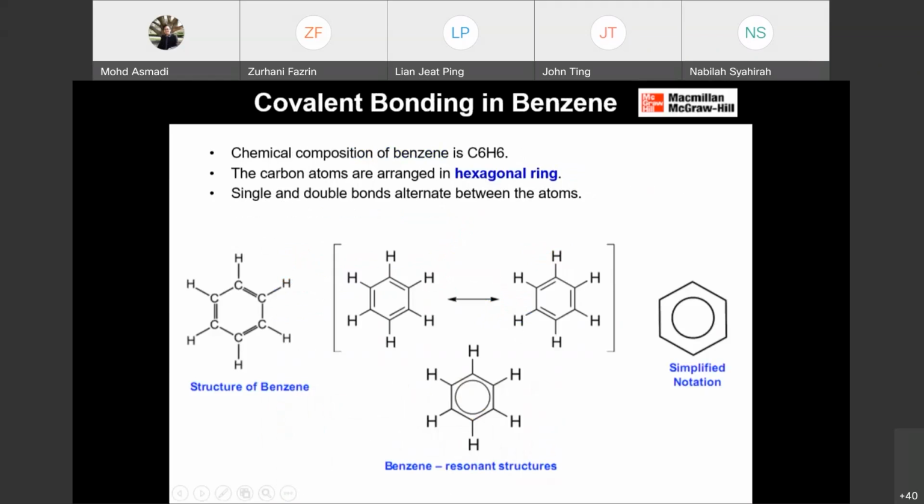So covalent bonding in benzene. I told you in the resonance structure it is moving, if you still remember from secondary school. Actually, this is not the correct way, it's just a simplification. Actually, it is moving, right? This one, this one, that's why it becomes here. And this one also.